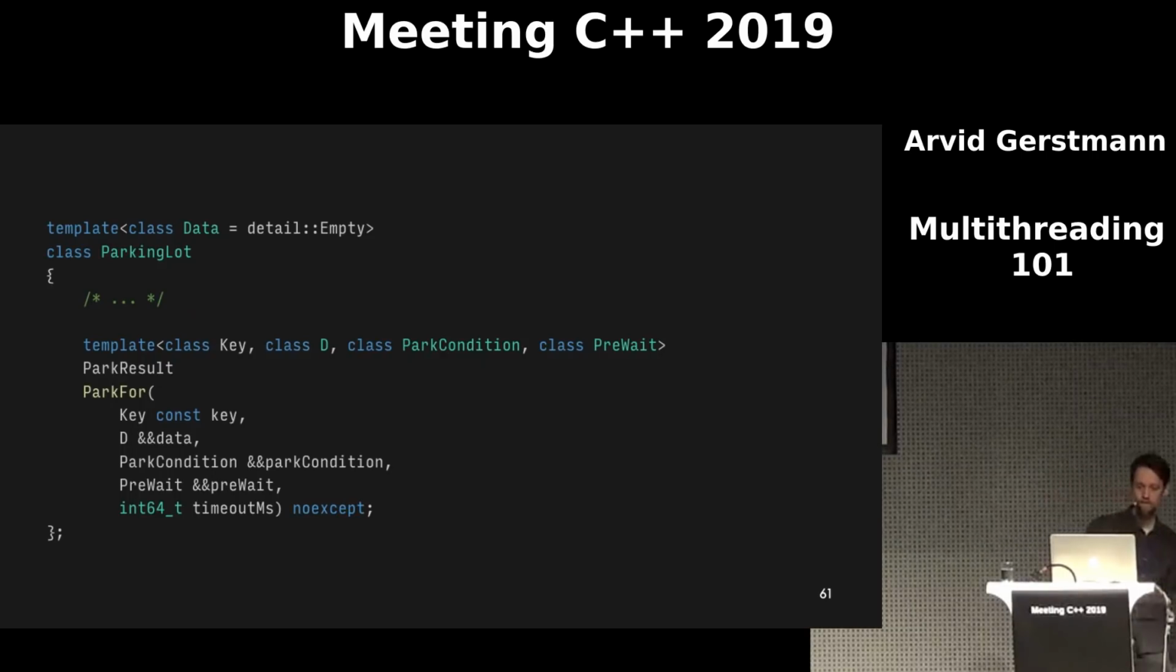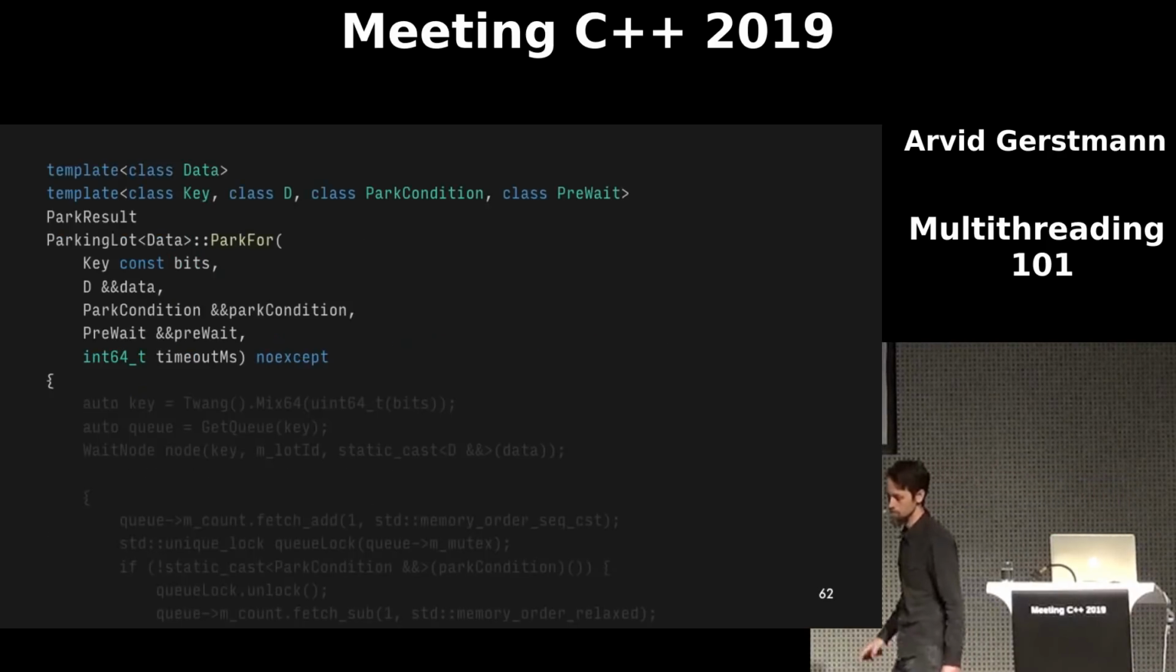Then there's pre-wait, which is another lambda, which is going to be called right before we're put to actual sleep. It's not going to prevent anything, it's going to return void. It's just for utility later on. And we will use it in our implementation of a condition variable. And then there again is the timeout, which is a relative timeout in milliseconds.